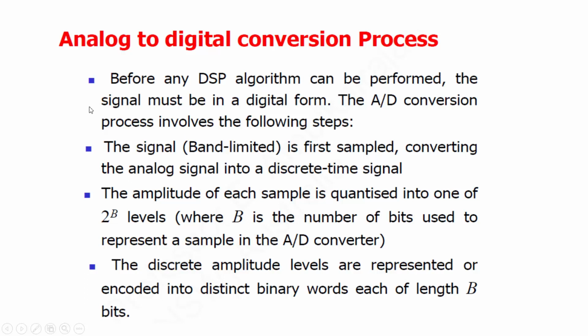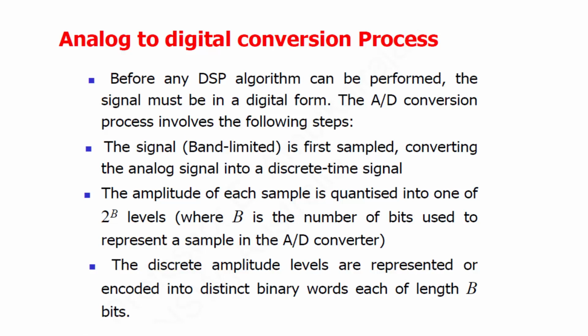Now let's look at the analog to digital conversion process. Before any DSP algorithm can be performed, the signal must be in a digital form, and the job is done by the A to D converter. And we also know that the signal needs to be band limited, and it is passed through the anti-aliasing filter. The process of analog to digital conversion involves sampling and hold. Then we have to quantize the signal and then digitally code the signal.